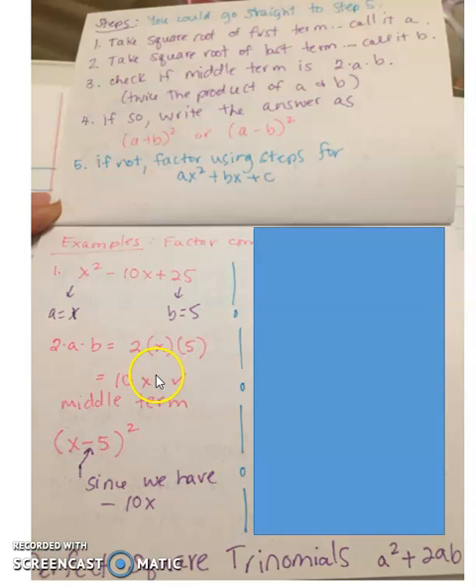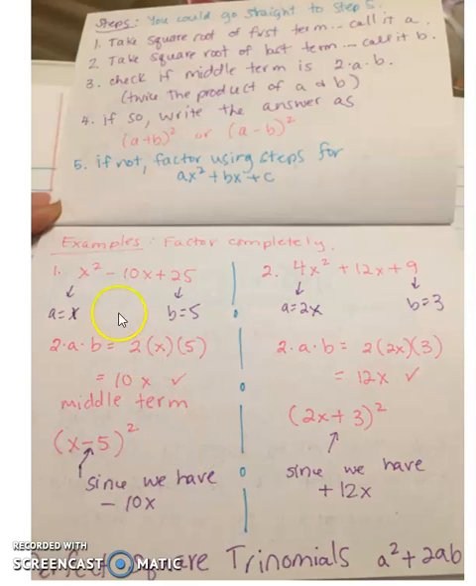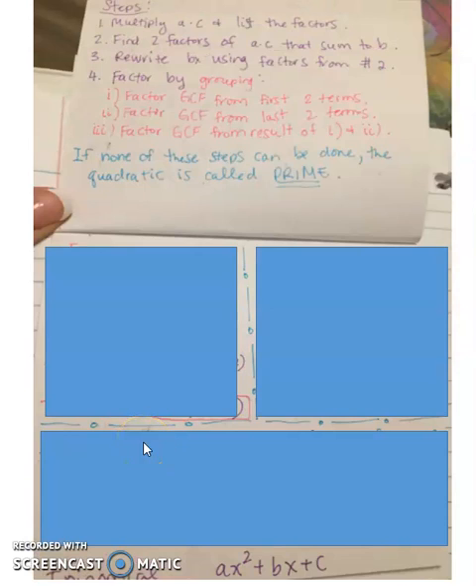Now looking at the middle term, I'm going to go ahead and factor it using the shortcut that I was given. Because there's a minus 10x in the middle, I'm going to choose a minus b squared, giving me the answer of x minus 5 quantity squared.